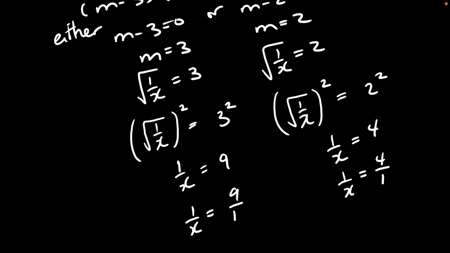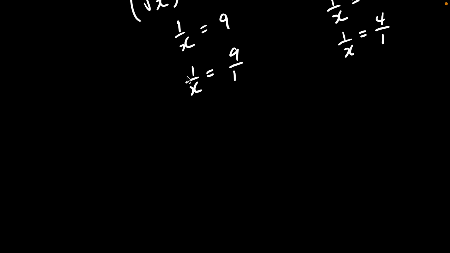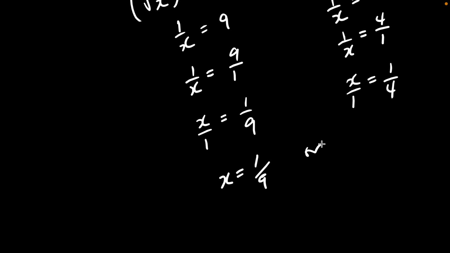And we have one last step here. I want x over 1 instead of 1 over x. I'm going to invert it. And if I invert the left hand side, I have to invert the right hand side. Likewise, x over 1 is going to be equal to 1 over 4 here. So x is either 1/9 or x is equal to a quarter.